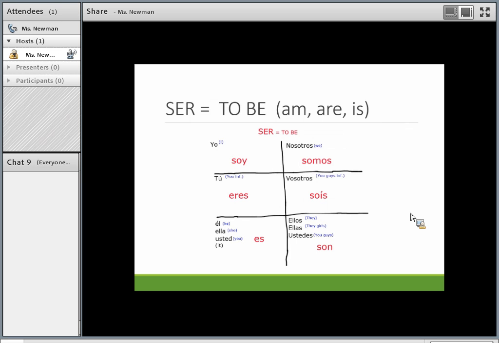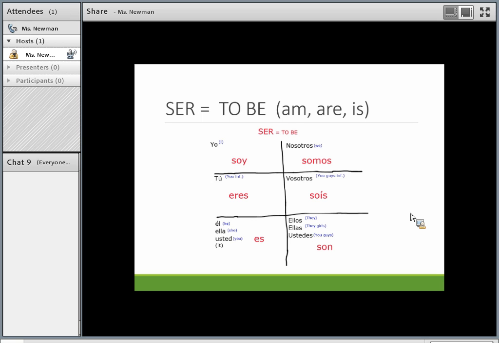And just a reminder, here's the verb ser, right? We have those conjugations for the verb to be. In English, they'd be am, are, is. In Spanish, we have all these conjugations: soy, eres, es, somos, sois, son. So these are conjugations of the verb ser.